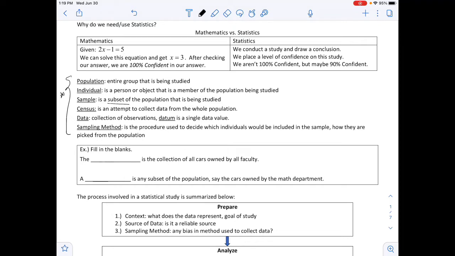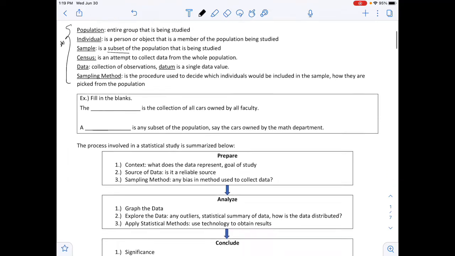Datum is a single data value. And then sampling method is a procedure used to decide which individuals would be included in the sample and how they are going to be picked from the population. And we'll look at different sampling methods in a little bit.